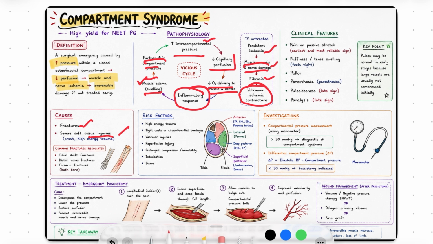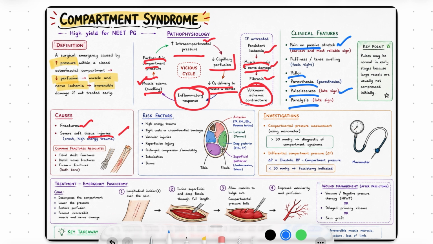There is pain on passive stretch. This will be most commonly asked in the questions. And puffiness or tense swelling. And there are 5 P's you need to remember in compartment syndrome: pain on passive stretch, puffiness may be there, pallor, paresthesia, pulselessness, and paralysis. Pulselessness is a late sign basically, so you have to remember the 5 P's in compartment syndrome.